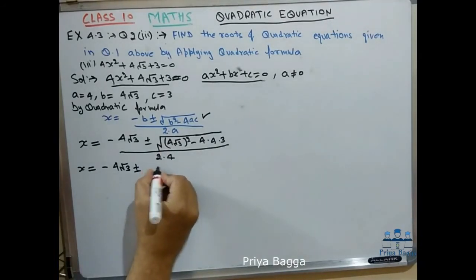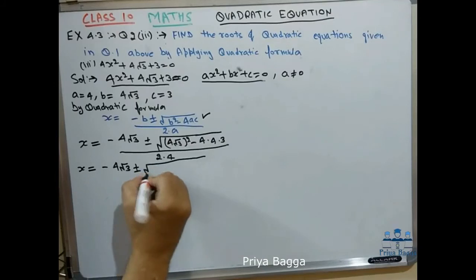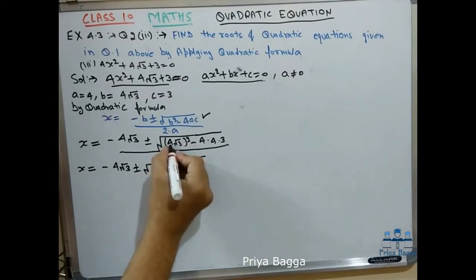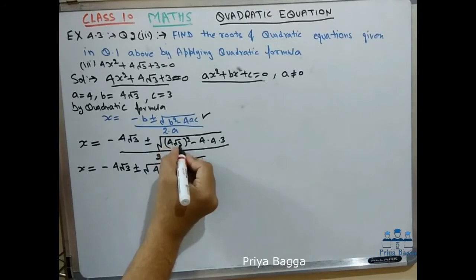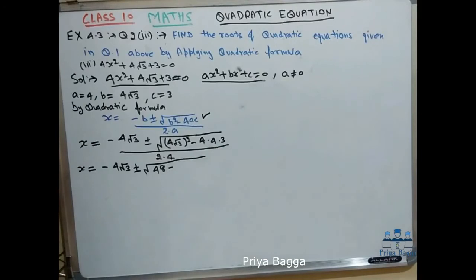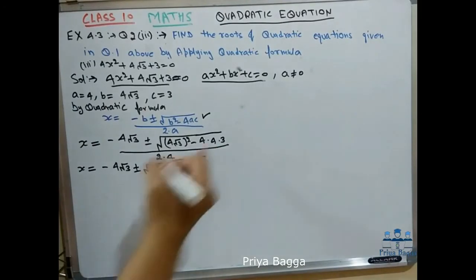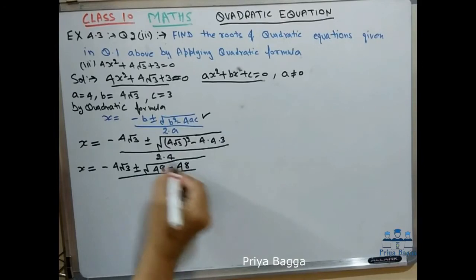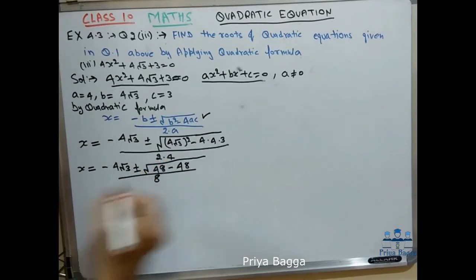So this comes out to be the square root of 48. This term will be 48 because the square of 4 is 16, and the square of square root 3 is 3. So 16 into 3 is 48. Minus 4 into 4 is 16, and 16 into 3 is again 48, divided by 2 into 4, which will be 8.